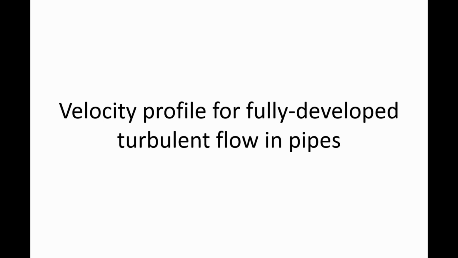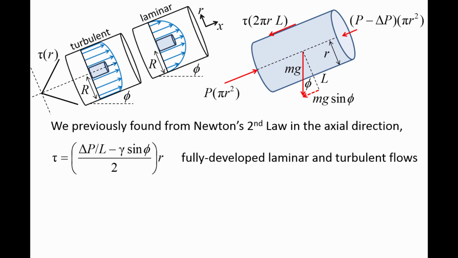In this lesson, we will discuss the velocity profile for fully developed turbulent flow in pipes. In a previous video, we applied Newton's second law in the axial direction to a fluid cylinder in a fully developed flow. We found that the shear stress tau is proportional to the radius for both laminar and turbulent flows.